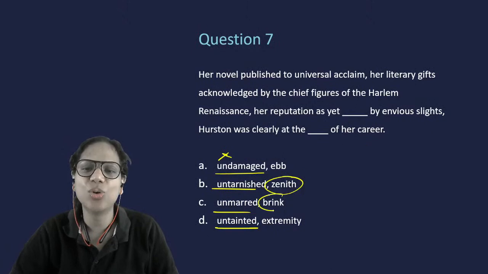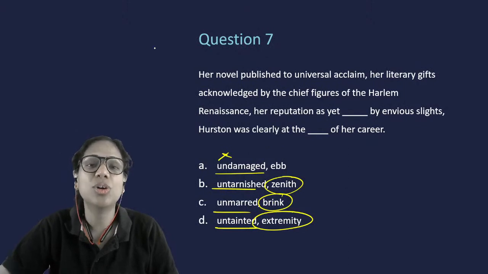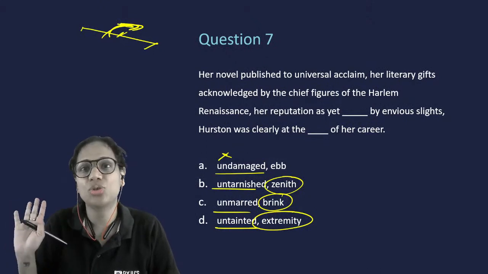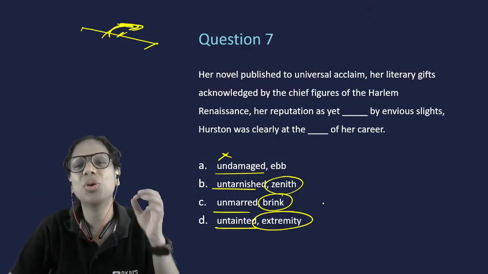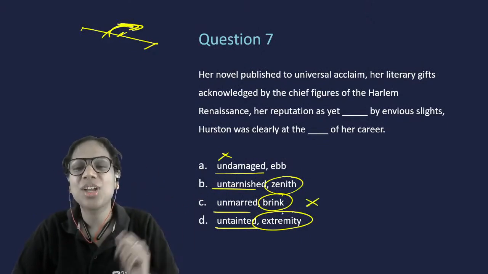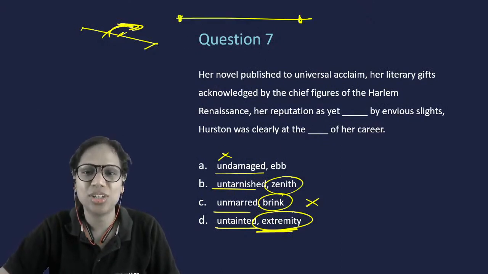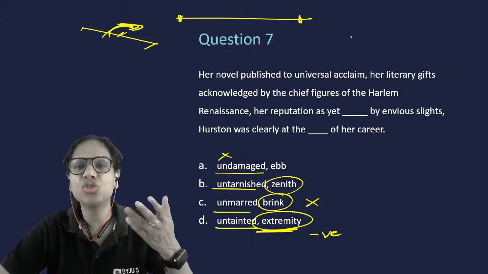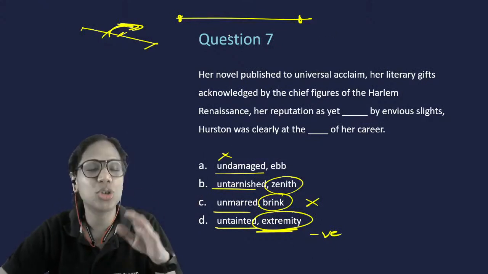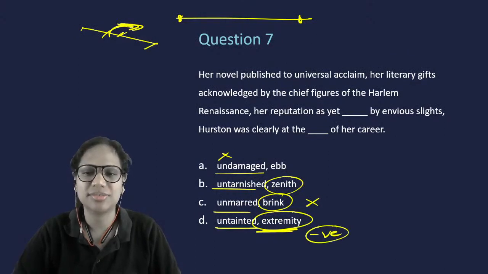So you have to rely on the second blank here. Was clearly at the brink. When you are at the brink of something, you are being pushed towards something. If I say I am at the brink of my patience right now, that means you will see me getting angry or impatient at any point now. Then extremity. We don't want extremities in our life. It's a negative word. For instance, we just talked about omnivert. This person experiences these extremities of introvertedness and extrovertedness, right? So extremity of her career, no, negative word.